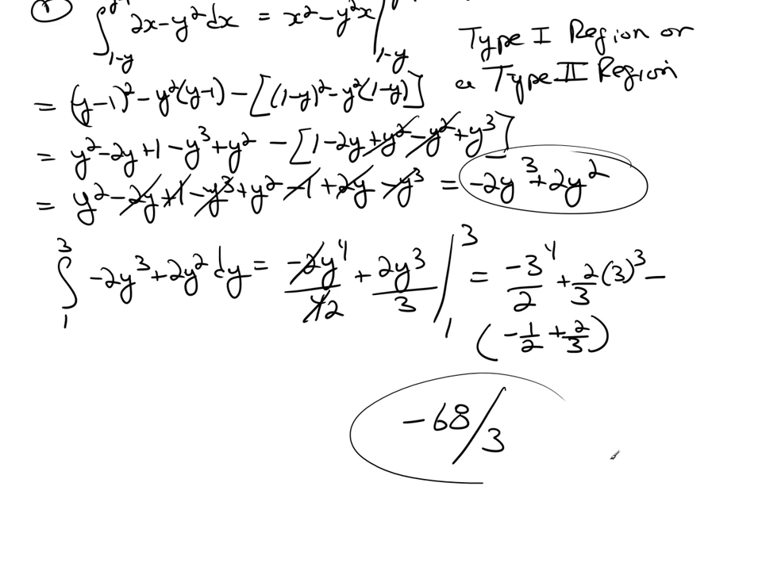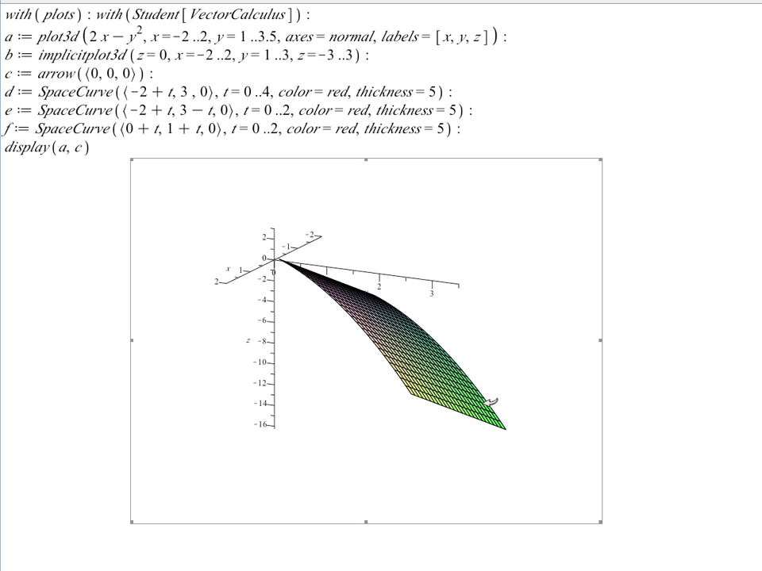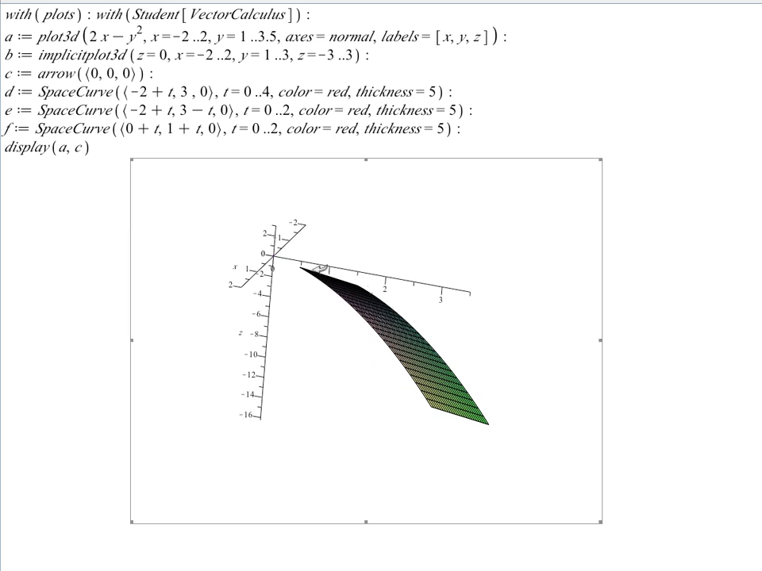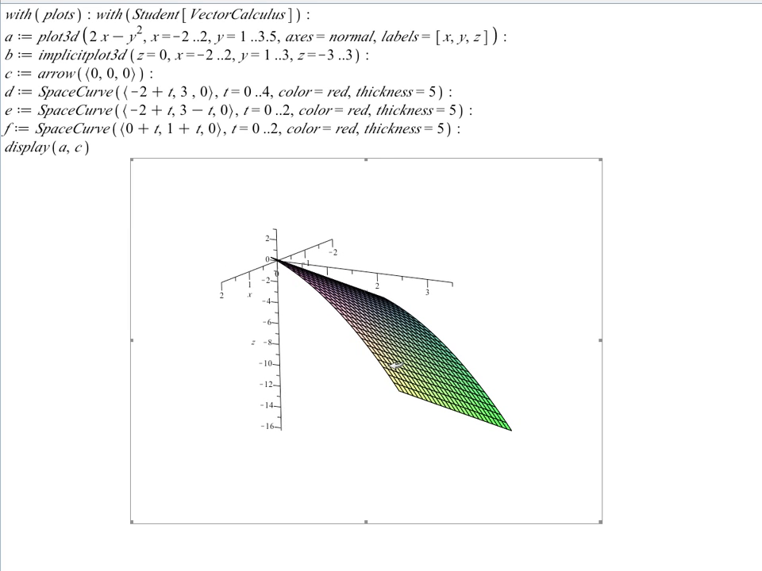Now that answer is negative, which means we cannot interpret it as a volume. So let's go ahead and take a look at the graph and see if that makes any sense. So here's the graph of this surface. And by looking at it, you can see here's the xy plane. It does look like the majority of it is below the xy plane.